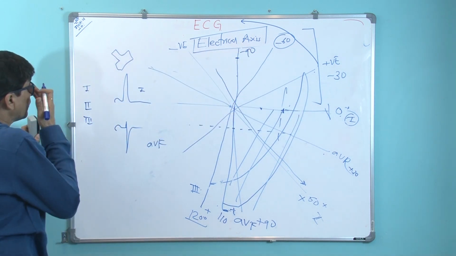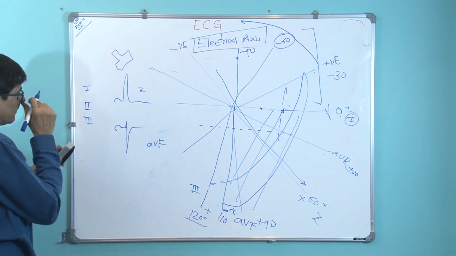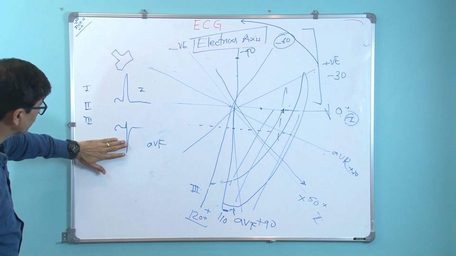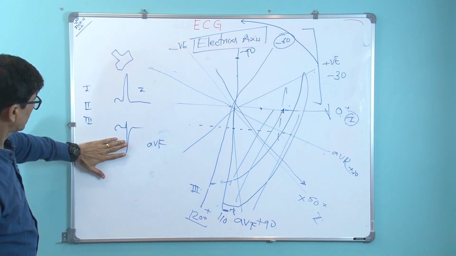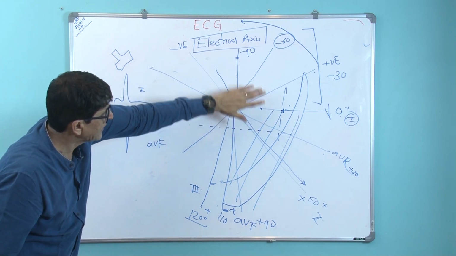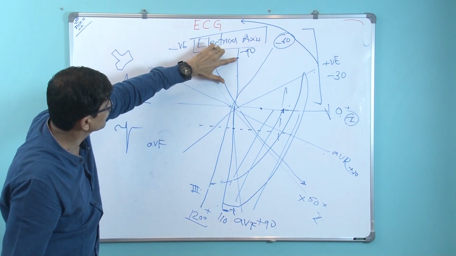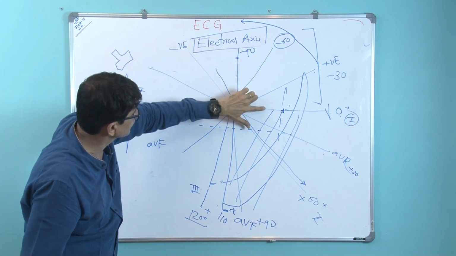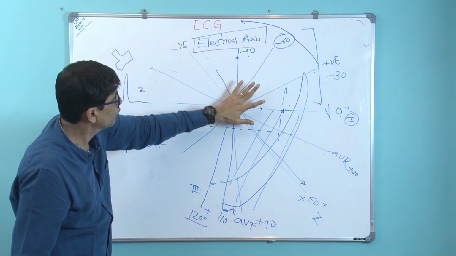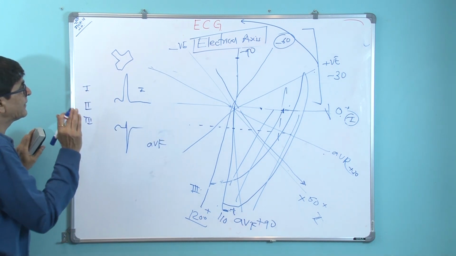So there are two ways. If AVF is negative, the axis is less than 0, because it is negative. AVF is coming towards 90, first is positive. So in this quadrant the axis will be there. So exactly by two ways you can calculate.